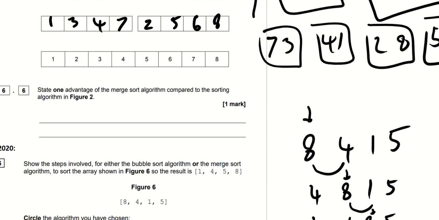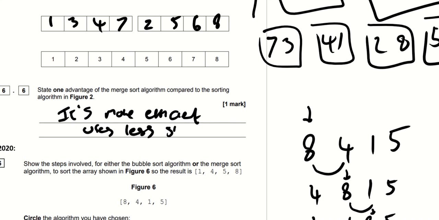So, state one advantage of the merge sort algorithm compared to the sorting algorithm in figure 2. So we can't see figure 2, but it's probably a bubble sort or something similar. So one advantage of using the merge sort is it's more efficient, because it uses fewer steps. Okay, so that's the benefit of this kind of sort. It uses fewer steps than a bubble sort.